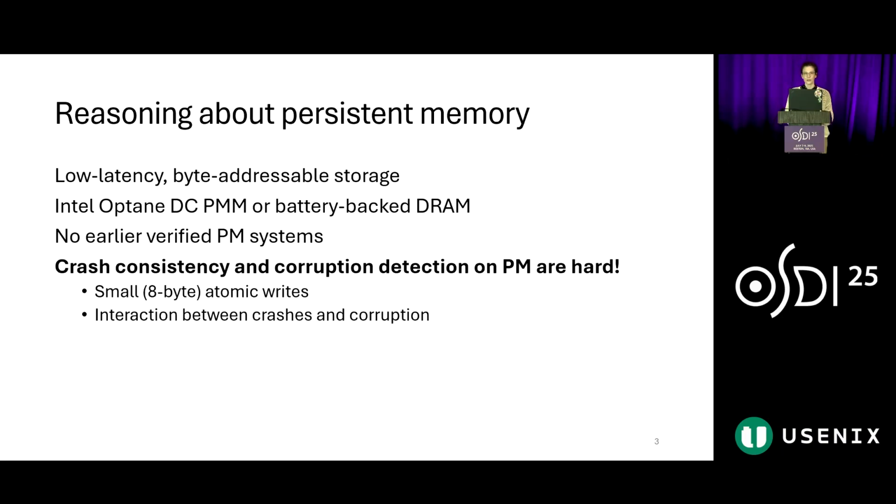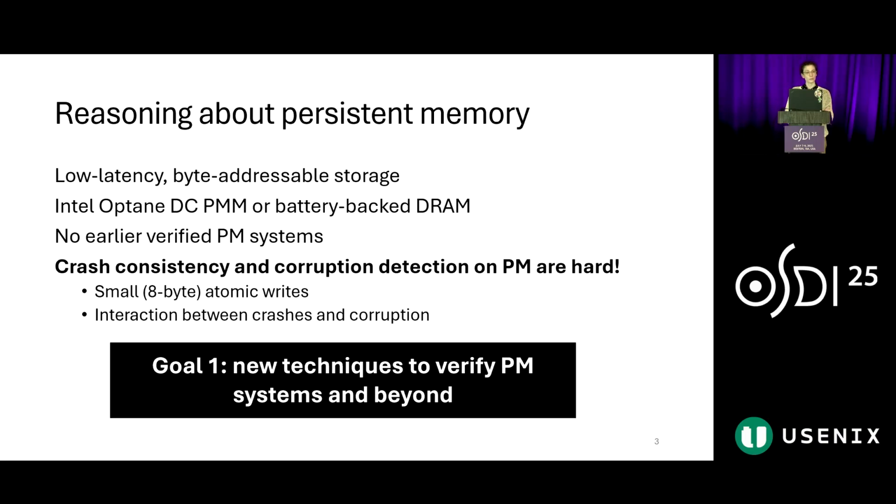Persistent memory is really interesting when we're looking at the robustness of storage systems because properties like crash consistency and corruption detection are really hard to achieve. One of the reasons for this is that persistent memory has a very small atomic write size of only 8 bytes, which means that a lot of standard crash consistency mechanisms are not going to work well with it. There's also a really interesting interaction between crashes and corruption that we're going to keep looking at over the next 15 minutes or so in a lot of detail.